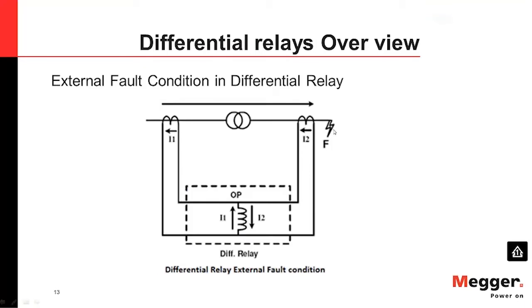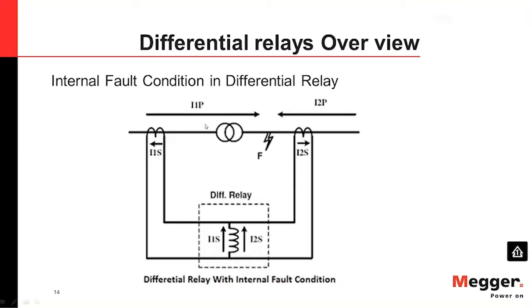In case we have an external fault, it should be the same, that my I1 and I2 should cancel in the operating coil and nothing should happen. And my transformer should be healthy because that fault is far away from the transformer. Unless we have some issues with the CT ratios or with something that we'll talk about later on. Now, if we have an internal fault, this is where my transformer differential should work.